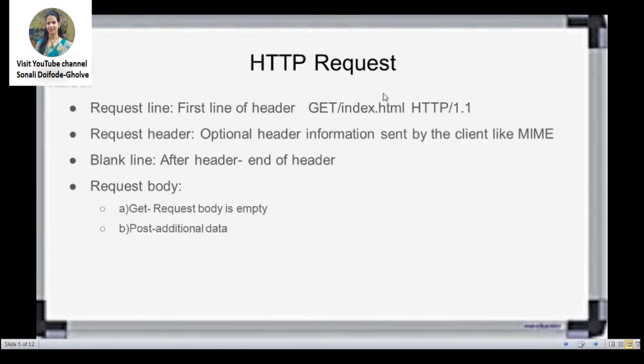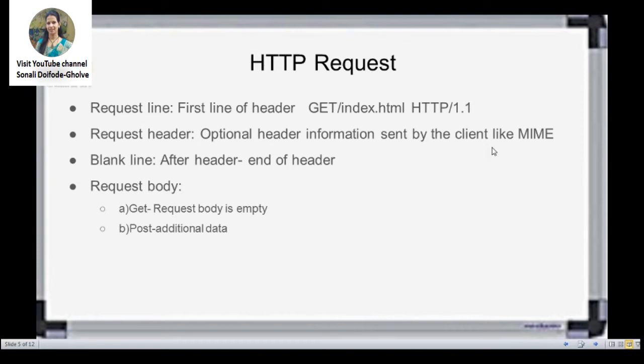HTTP request. In the HTTP request line, the first line of the header is like GET index.html HTTP/1.1; this is the type of request line. Then the request header. Actually, it is optional header information. It is sent by the client, like a MIME.